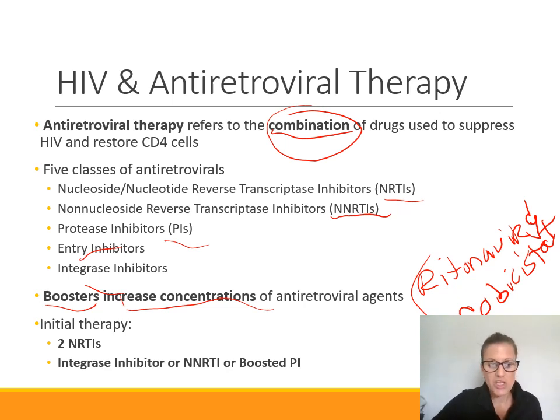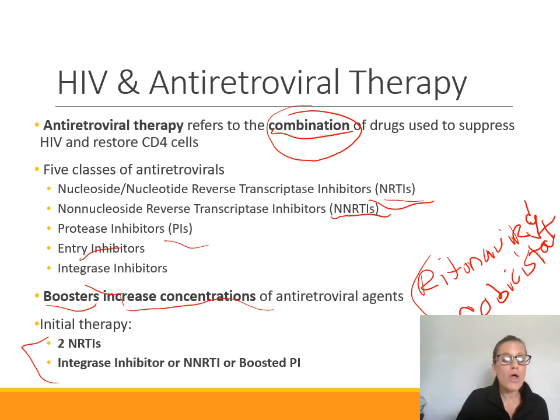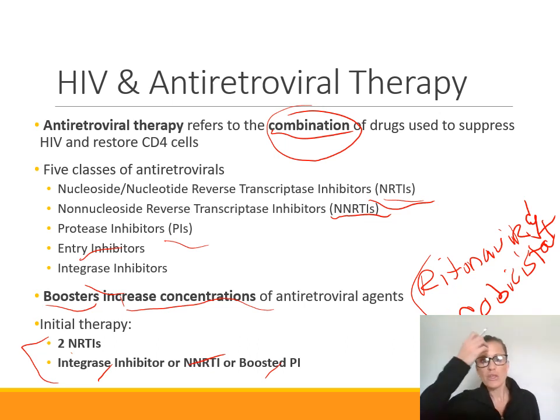Initial therapy for HIV typically consists of 2 NRTIs. So NRTIs are really a mainstay of therapy, plus 1 drug from another class. So 2 NRTIs plus an NNRTI, or plus an integrase inhibitor, or plus a boosted PI. Now, when we're choosing agents, we try not to use 2 agents that are analogs of the same nucleotide, like cytosine analogs or guanine analogs. You don't use 2 cytosine analogs. You want to use analogs of different nucleotides.